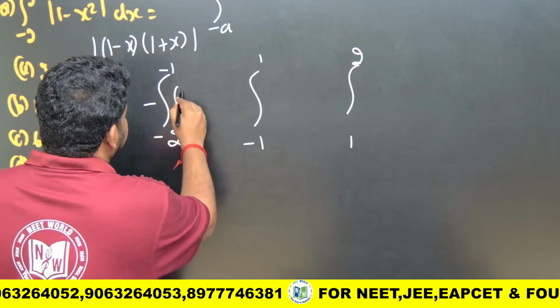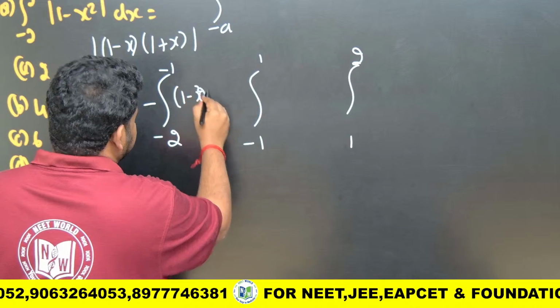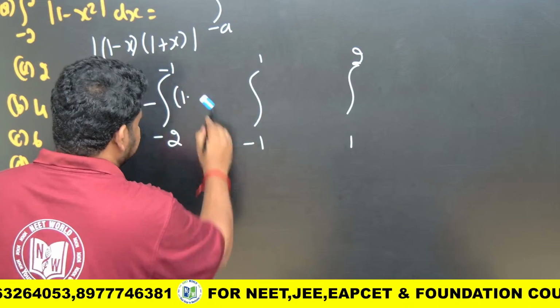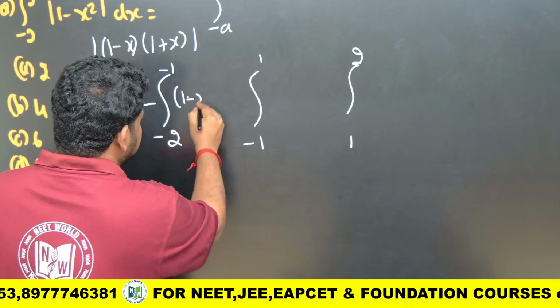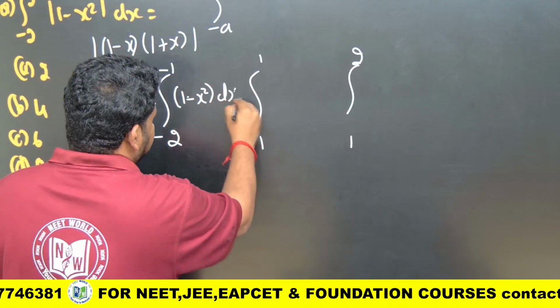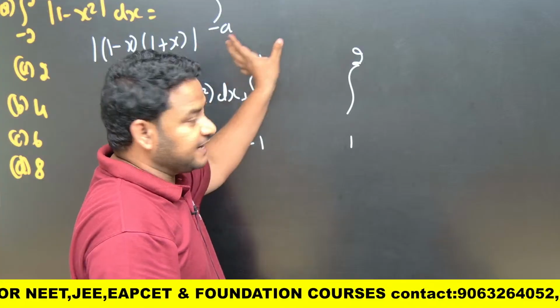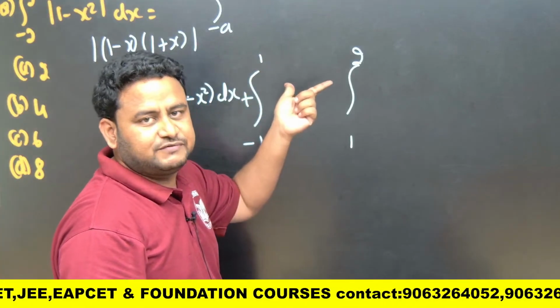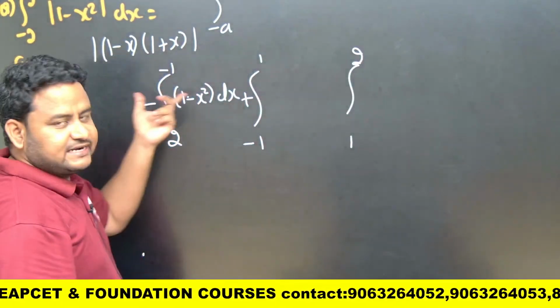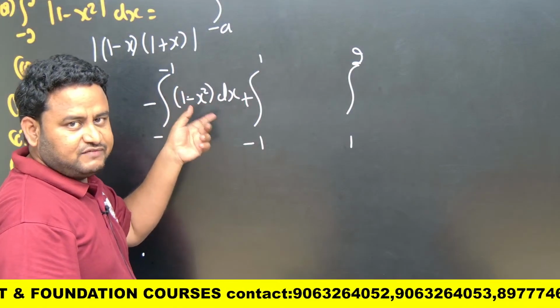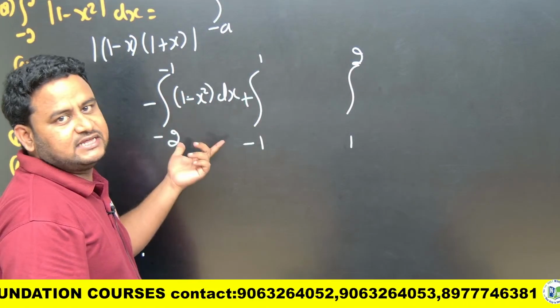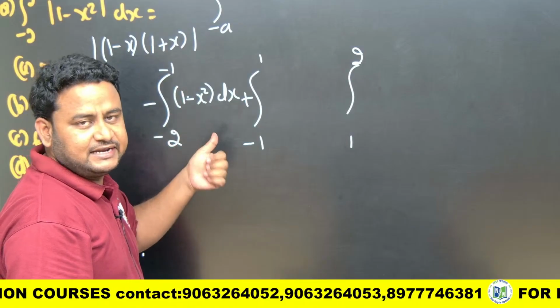If I split it as minus 2 to minus 1, I'll get minus of 1 minus x square dx. And for minus 1 to plus 1, I am not splitting and writing it again, because we have done this in continuity. What will happen if x is greater than 1, if x is less than minus 1, if x is greater than 0, how to split all these things we have read in continuity.